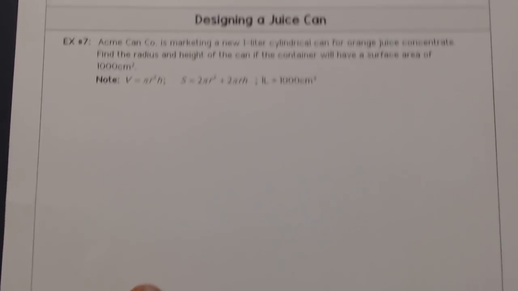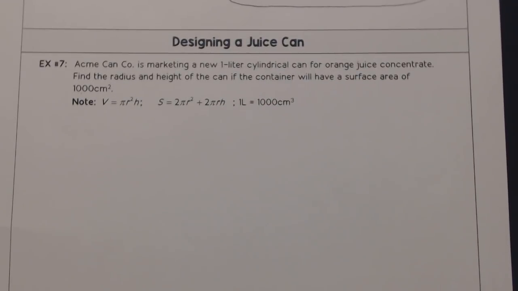It says the Acme Can Company is marketing a new 1-liter cylindrical can for an orange juice concentrate. Find the radius and height of the can if the container will have a surface area of 1,000 centimeters squared. It's telling us, note that the volume equals pi r squared h. The surface area is 2 pi r squared plus 2 pi r h. And 1 liter is equal to 1,000 centimeters cubed. So we're given all the information we need in this problem.